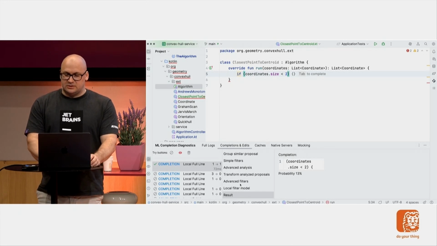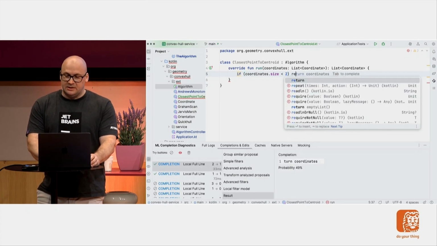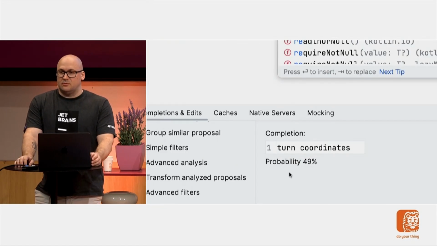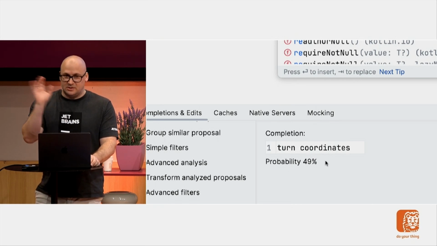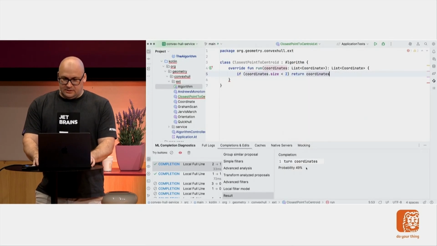For instance, I don't want to accept it completely till the end of the line, and what I want to do is to return the coordinates. Now the probability that I want to return coordinates as is even higher. You will see that this probability can get almost to 100% in some cases, especially when it's a repetitive code. Okay, so looks pretty good.